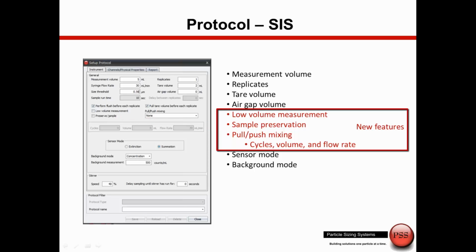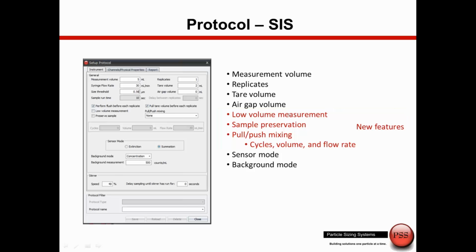Another new feature is push-pull mixing, where we take the sample up and put it back down, back and forth into and out of the tube. That is how we can do mixing without having to actually swirl the bottle. So new features are also built in here to improve the capabilities of the system for making these measurements.